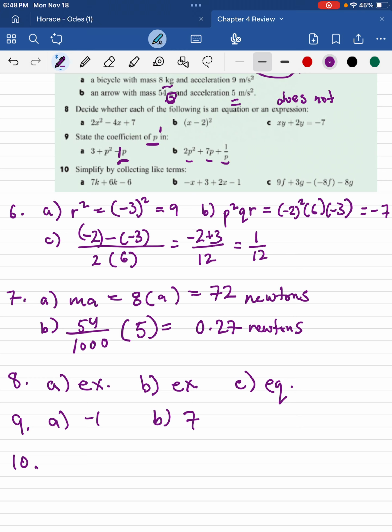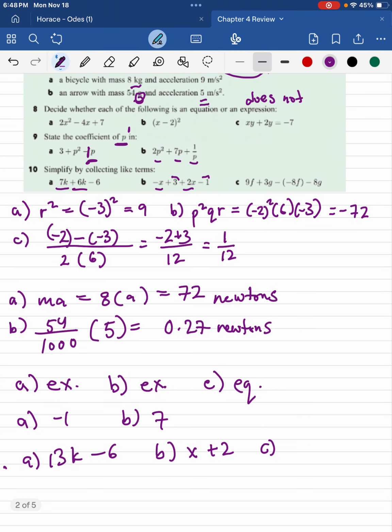So to combine like terms, you take the terms that have the same variable to the same power, and you're going to add their coefficients. So 7 plus 6 is going to be 13k minus 6. Part B is going to be these two terms going together, and then 3 and -1 going together. That's going to be x plus 2. Part C, it's going to be 9f minus 8f, so it's the same thing as plus 8f.